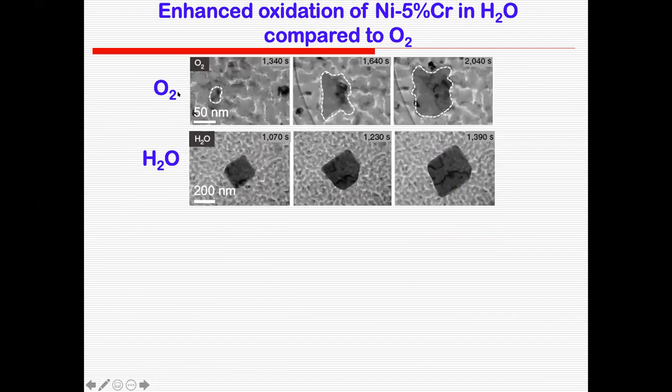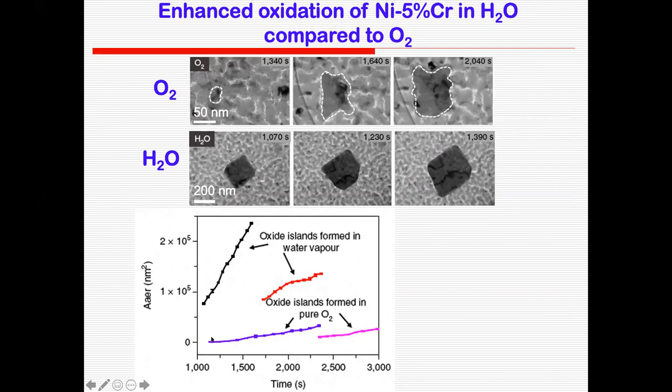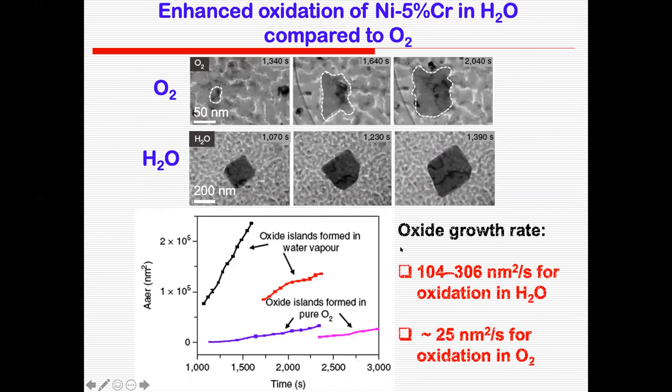We can measure the area of the oxide as a function of oxidation time, so the slope tells us the growth rate. You can see the oxide growth rate in H2O atmosphere is about 4 to 5 times faster than the oxidation in pure O2. So this confirms the observations from other studies. Basically, H2O can cause a much faster oxide growth rate.